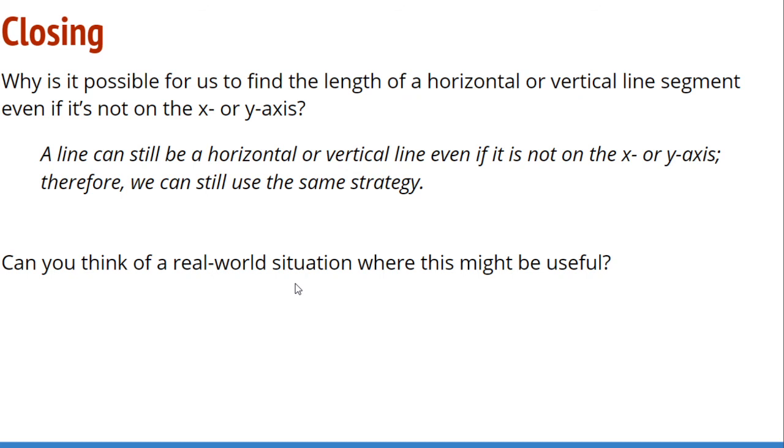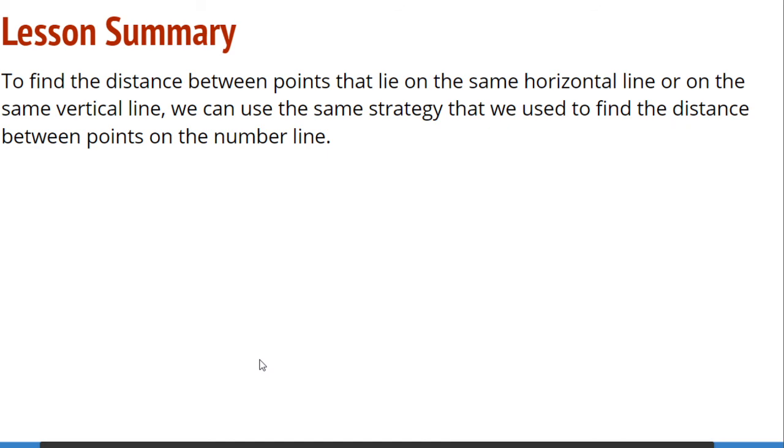Can you think of a real-world situation where this might be useful? Well, how about finding distance on a map? We did that right clear back at the beginning of the lesson. So to find the distance between points that lie on the same horizontal line or on the same vertical line, we can use the same strategy that we use to find distance between points on the number line. We're using absolute value. We just have to decide, are we going to add those absolute values or are we going to subtract? Find the difference of those absolute values.